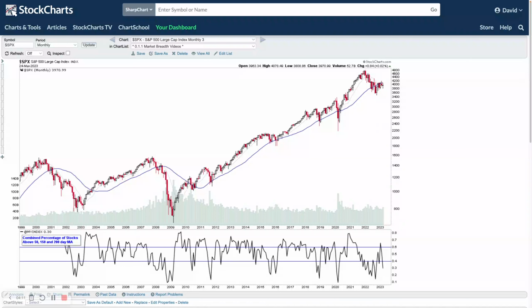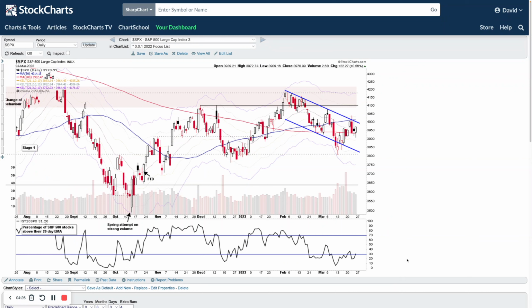So although the price action is obviously looking a little bit more neutral here, we haven't yet, from a percentage of stocks basis, got back into a more neutral position. So it's actually in a more dangerous position here. So let's see how that plays out.